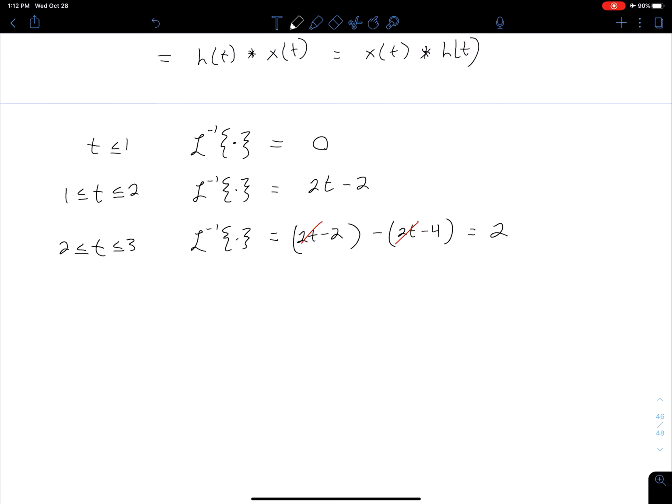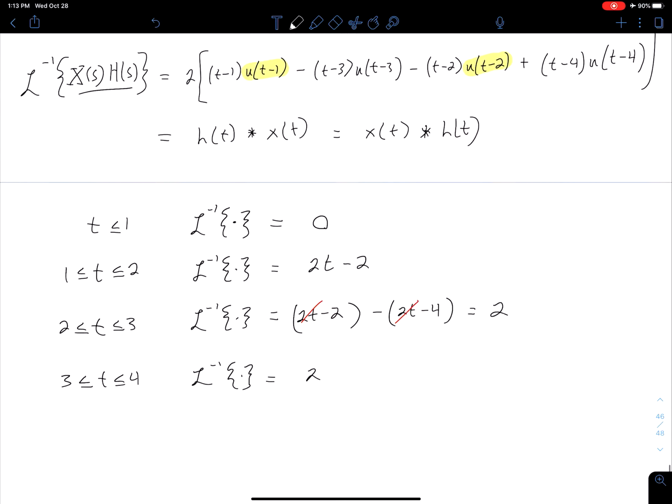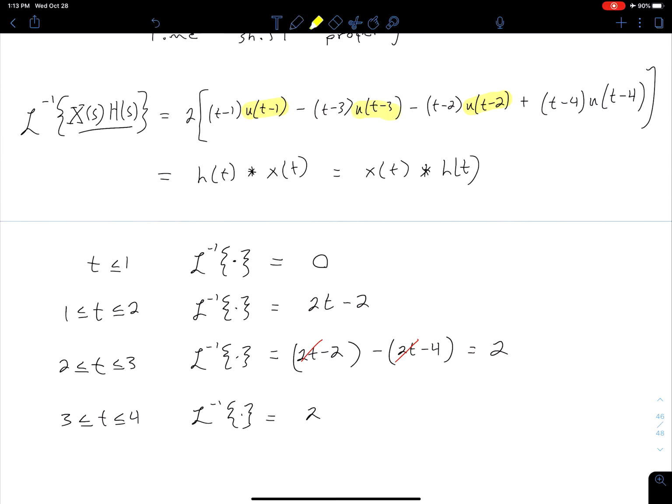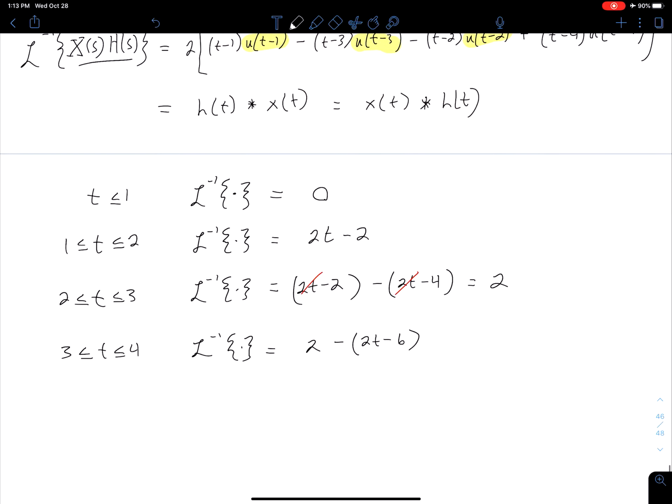Moving on, if we then look at the range for t between 3 and 4, the inverse Laplace transform is equal to, so from our previous part, we could write out each of those things, or we could just start with 2. We know from our previous one we had 2. And now we have our shifted step function u of t minus 3 cutting in. So we have this t minus 3 term, but again, that's being multiplied by 2. So we're going to have minus 2t minus 6. And so what this is going to give us is minus 2t, and then 2 minus a negative 6 is going to give us plus 8.